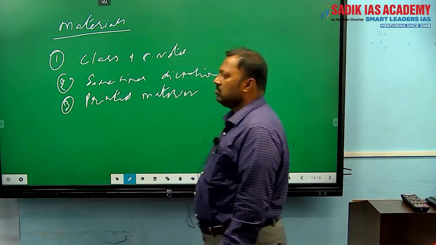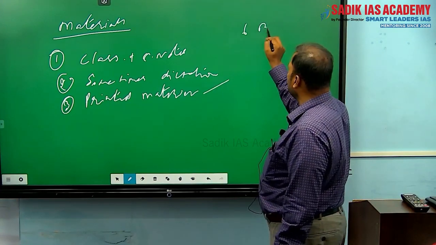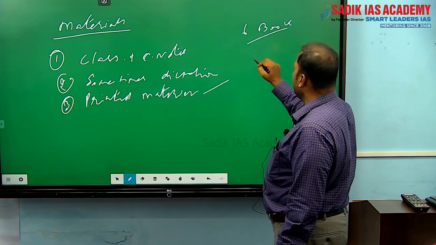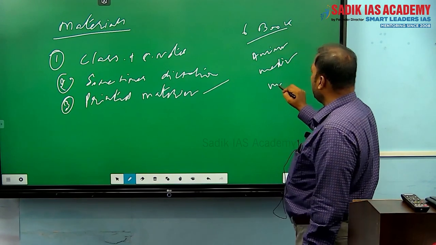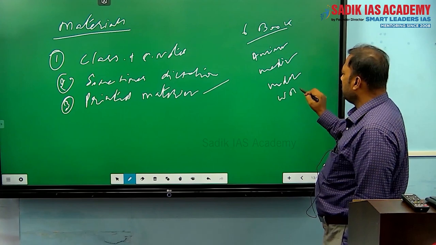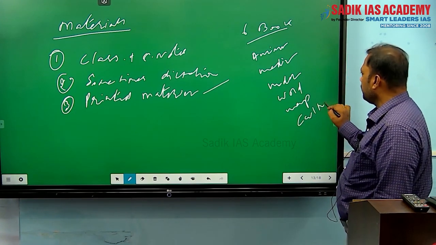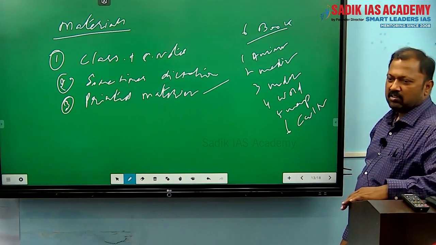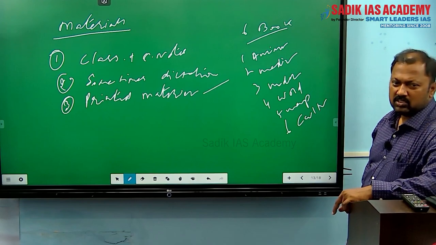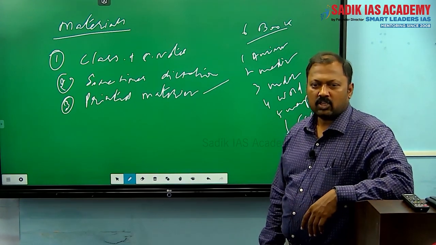Which is given in the institute books. There are six books which are given: ancient, medieval, modern, world, map plus culture. Six materials I have given for the history option. You are already enrolled, I think all the six materials would have been given to you.